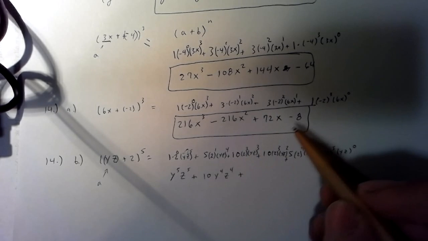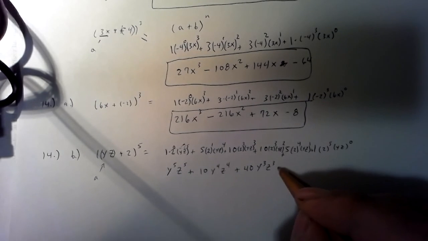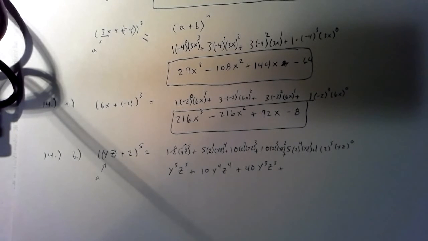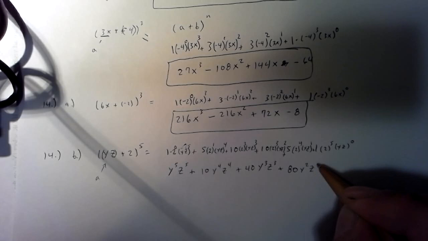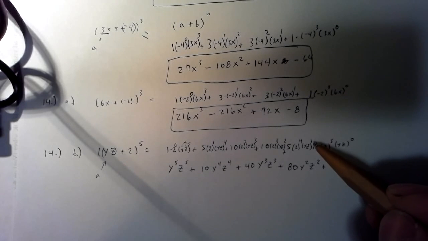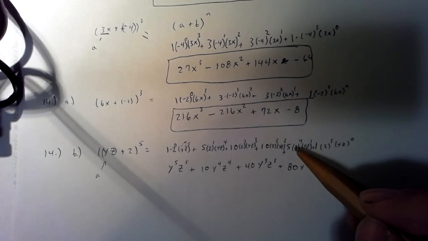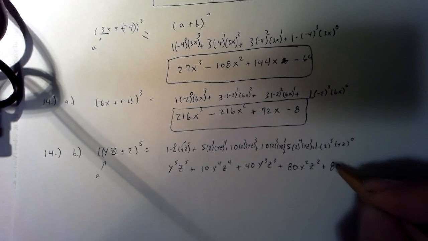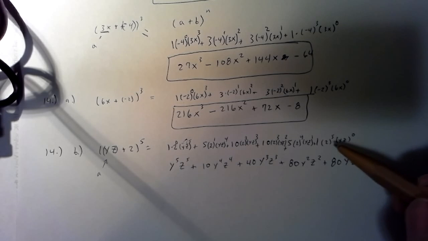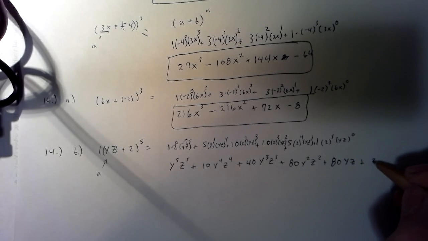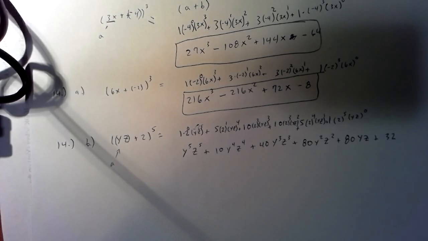Plus, 2 squared is 4 times 10 is 40. y cubed z cubed. Okay. Plus, 2 to the power of 3 is 8 times 10 is 80. So that's 80, and then you have y squared z squared, plus 2 to the power of 4 is 16, and 16 times 5 is 80. So we get 80 again here. This time it's yz, because it's to the power of 1. And then finally, 2 to the power of 5 is going to be 32 times, well, (yz) to the power of 0 is 1, right? So it's just that. It's just 32.